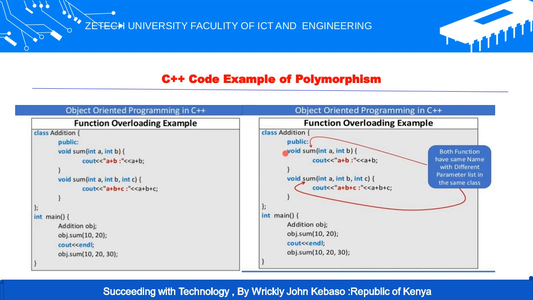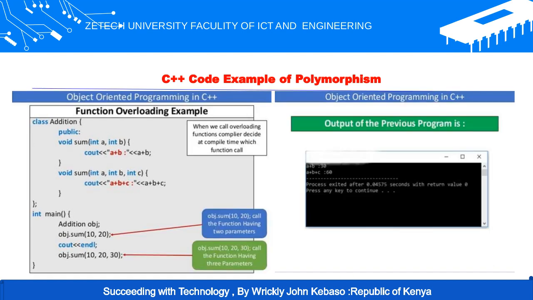So this is an explanation again. Both functions have the same name with different parameter listings in the same class. After I've explained, the one with three parameters will be linked with this one, and the one with two parameters will be linked with that. And that's what we mean by function polymorphism. So during the function call, two parameters will go to this one, and the other three parameters will go to this. At the end, you will have your 30 and 60.